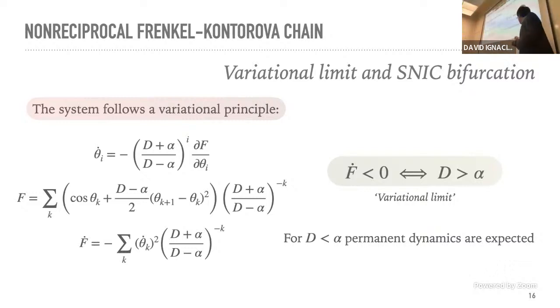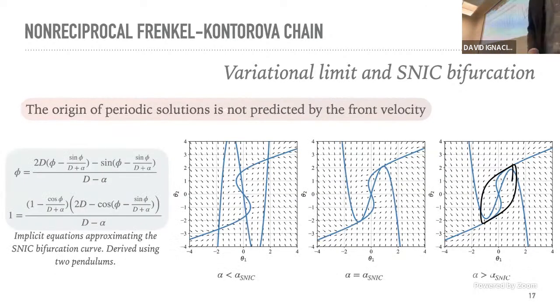We are only sure that it decreases only when this condition follows. So if this parameter d corresponding to the reciprocal coupling part is lesser than the non-reciprocal coupling part, then we expect permanent dynamics as we observe with the permanent pattern that emerges. Then later I will explain how this pattern emerges. So this was also not captured by the velocity function.